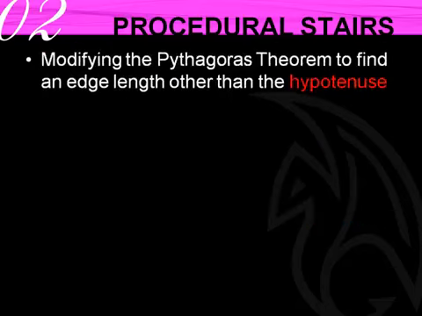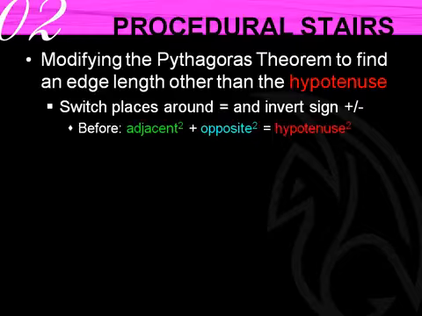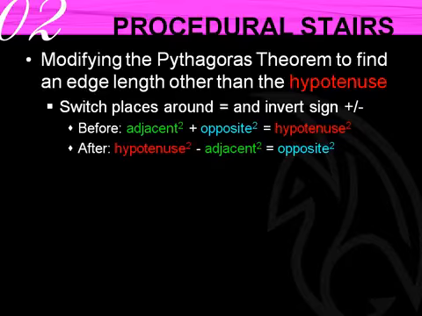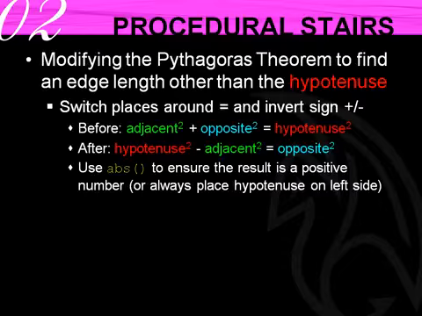So what we would have to do is modify that Pythagoras theorem to find an edge length other than the hypotenuse. It's fairly simple. Essentially, in a mathematical formula, whenever you move variables to the other side of the equal sign, if there's a plus, it should become a minus, and if you have a minus, it should become a plus. So here in this example, before, the Pythagoras theorem was adjacent plus opposite equals hypotenuse. Now, if we're going to move these words around and swap them over the equal sign, we're going to have to switch the sign. So if we, for example, switch places with the opposite and the hypotenuse, the plus has become a minus. And the same would be the case if we switched the hypotenuse with another one.